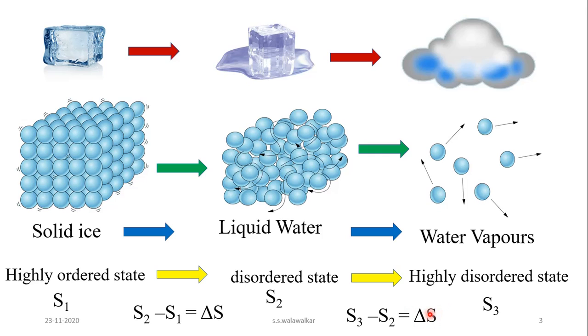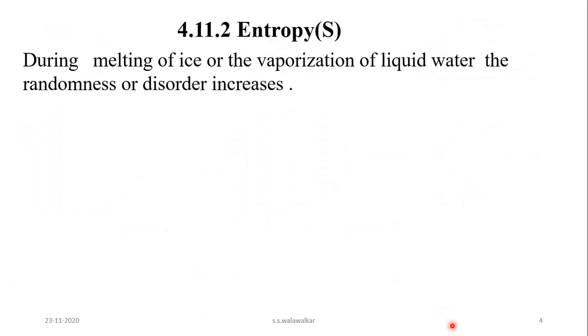So remember that when the entropy of product, that means the randomness or molecular disorder of product, is more than the molecular disorder produced in the reactant, then delta S is positive. When the molecular disorder produced in reactant is more than product, then delta S is negative, and when the molecular disorder or randomness produced in reactant and product is the same, then delta S is 0.